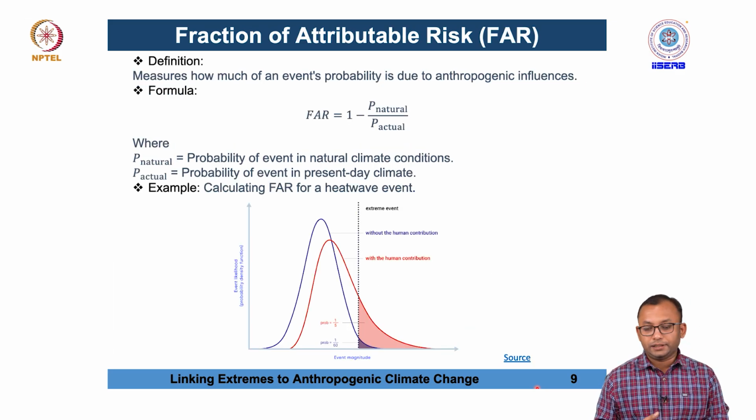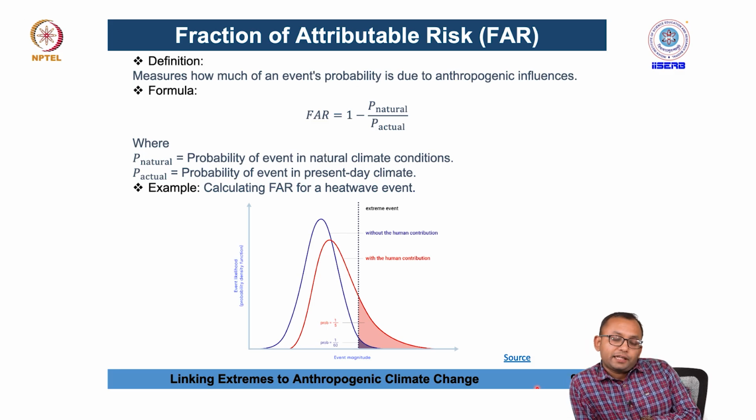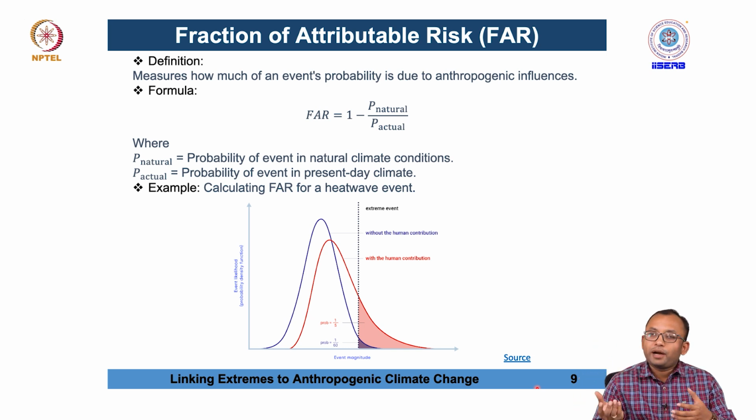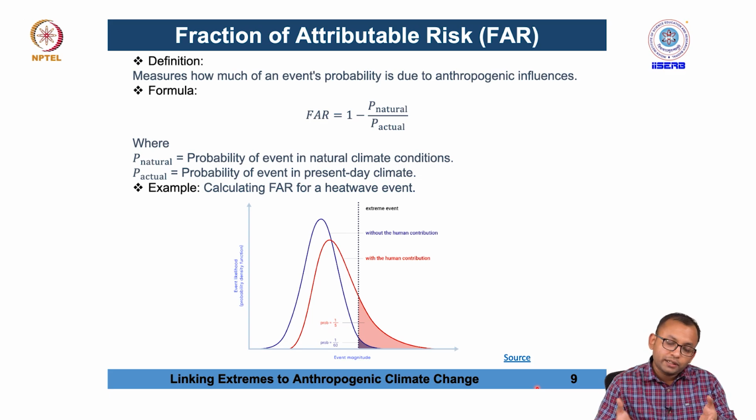That is, human activities are the major processes which are responsible for these types of changes. Then in lecture 15 we talked about how we calculate the fraction of attributable risk. It is a probabilistic method where we are talking about the probability of occurrence of natural events and the probability of occurrence of the actual events. We take the ratio and subtract it from 1, that is 1 minus this ratio, and then we calculate FAR. So, once we calculate this FAR, we can attribute what is the role of human activities.